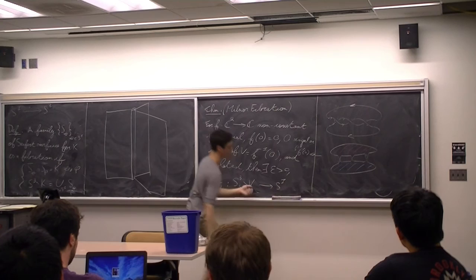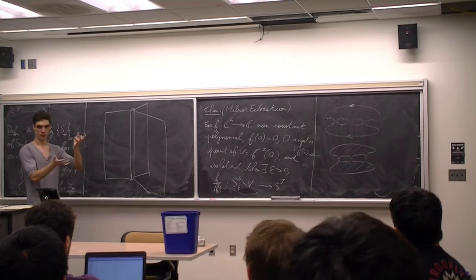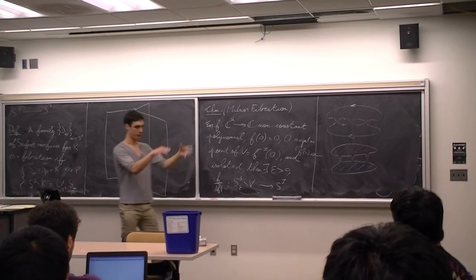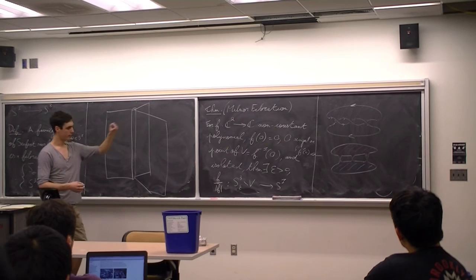Because this S3, I can project down from S3 to R3 using, say, stereographic projection, and then I have this F that assigns a complex value to everywhere in R3. Where it's zero is going to be my knot, and everywhere else the complex angle that I get tells me on which of those pages I am, basically.